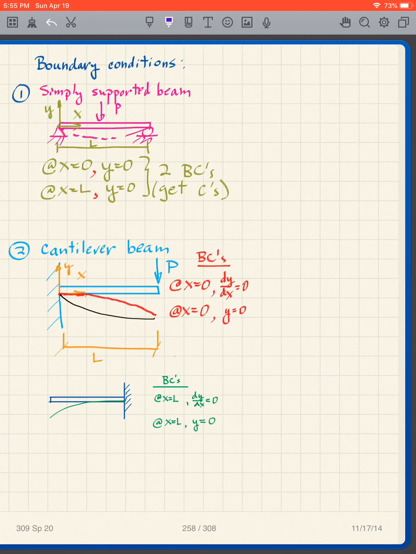Now, if the cantilever beam is anchored at the other side, then what do we have? Then at x equals L, the slope is 0. And at x equals L, the deflection is 0.